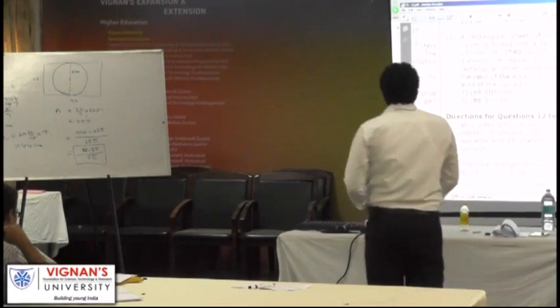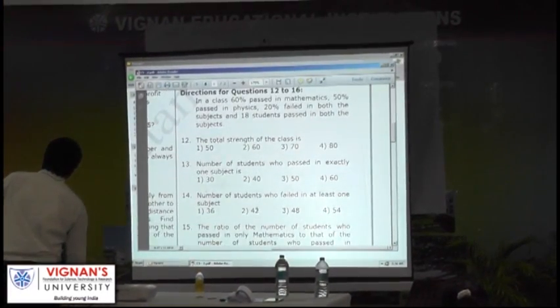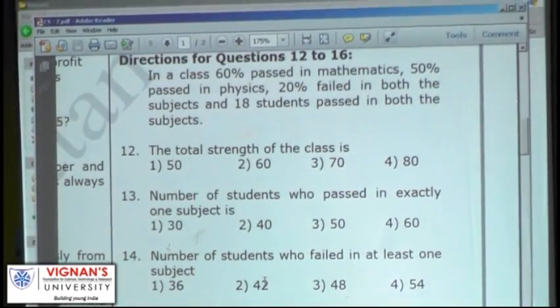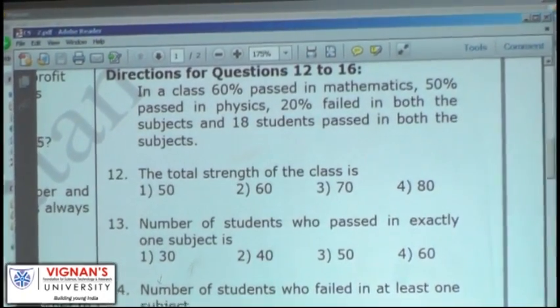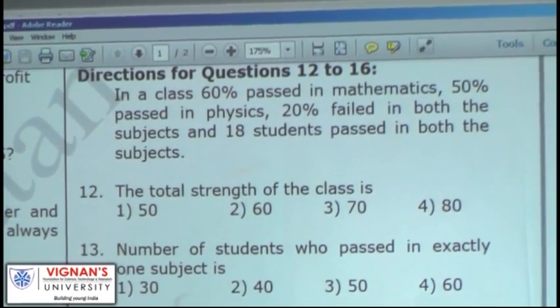Next one. 12 to 16. In a class, 60% passed in mathematics, 50% passed in physics, 20% failed in both subjects, and 18 students passed in both the subjects. I think all of you can answer this.